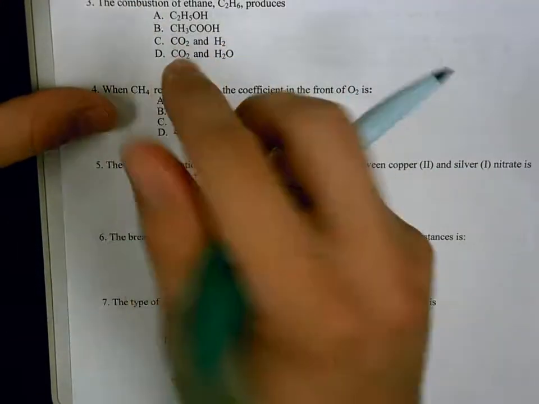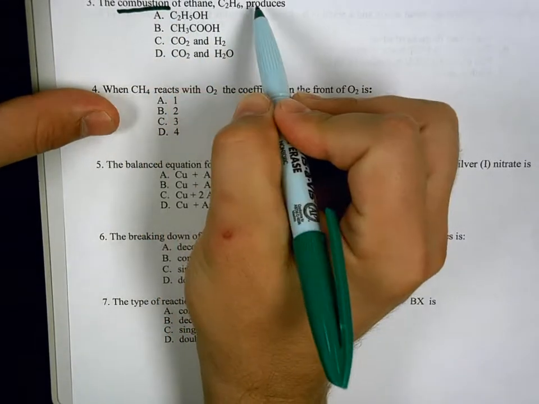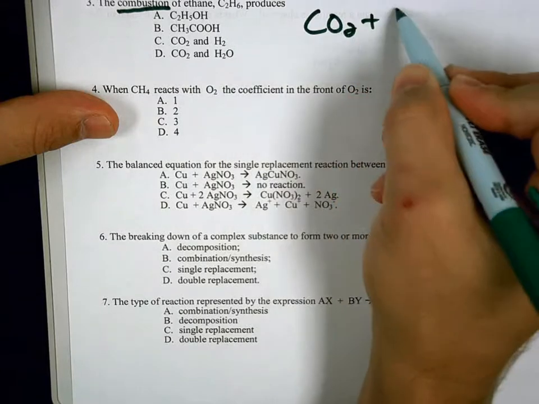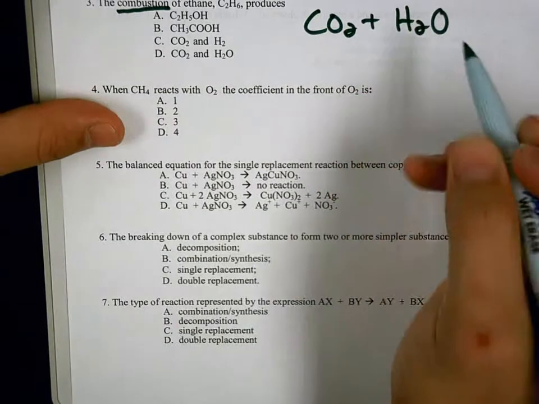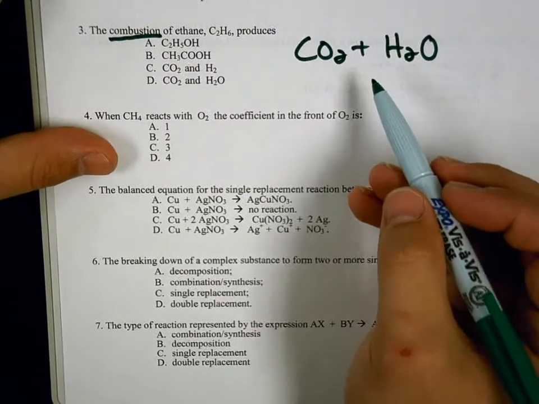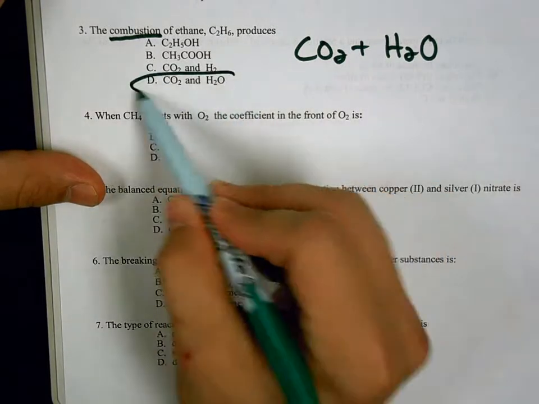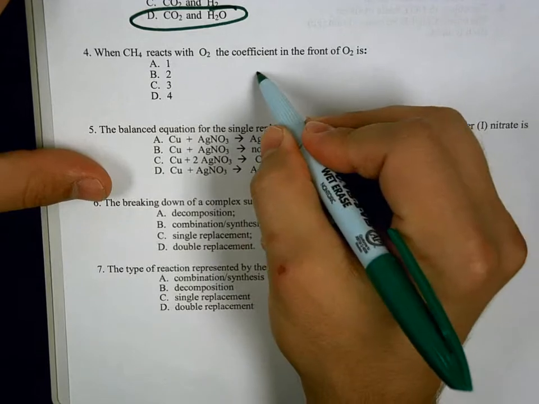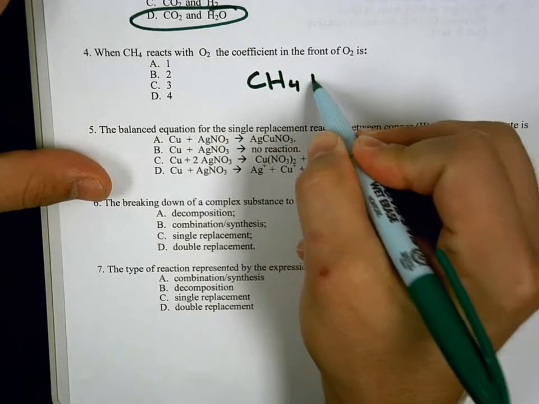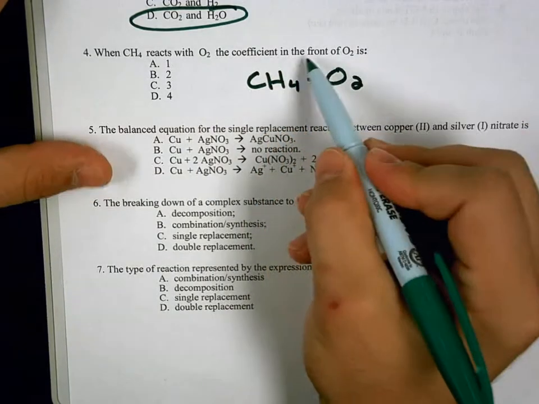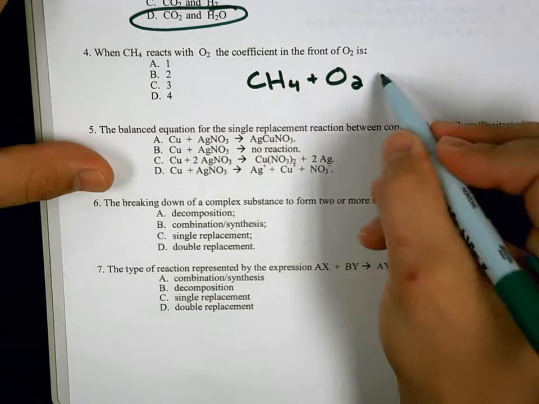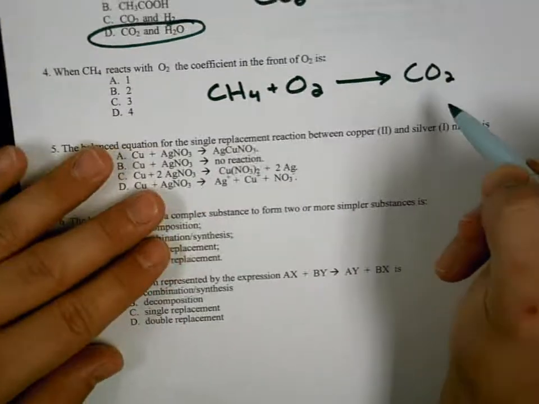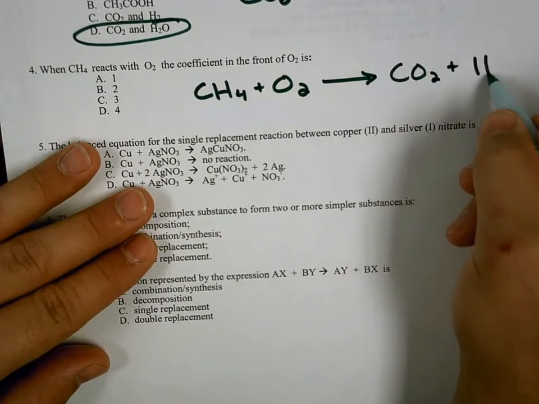The combustion of, when I see the word combustion and produces, I'm already thinking CO2 and H2O. Maybe not always the case, but always the case for our examples this year. So we're looking at D there. When CH4 reacts with O2, so let's go ahead and write that. The coefficient in front of the O2 is, I think we have to go ahead and predict our products. Again, this is another combustion, so we're going to get CO2 and H2O.